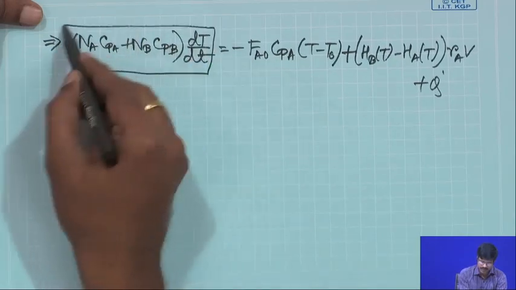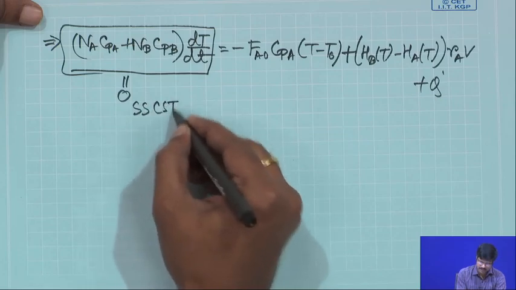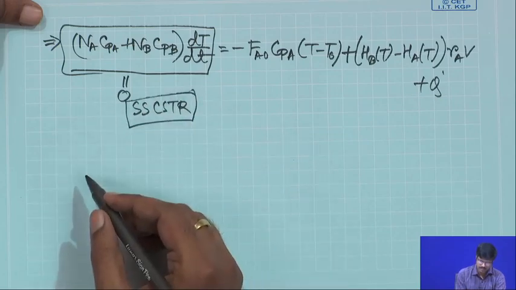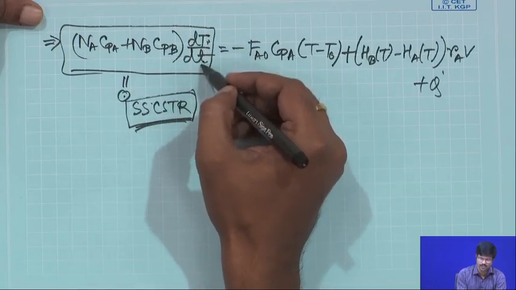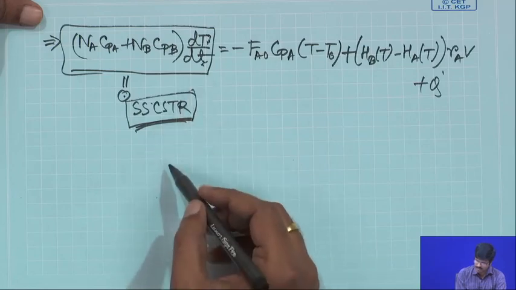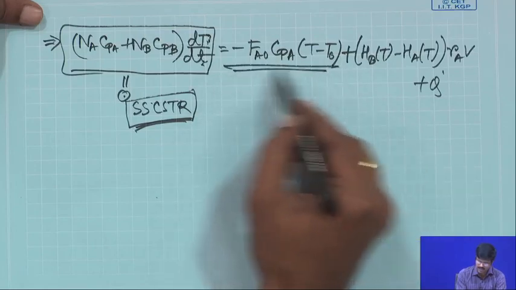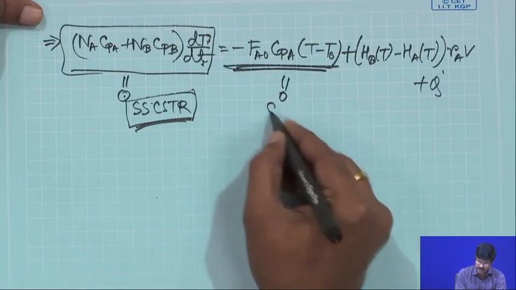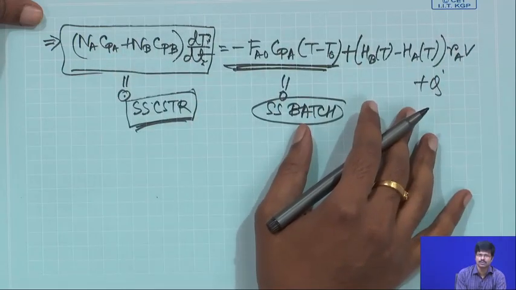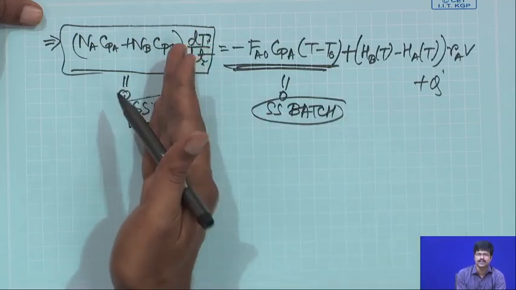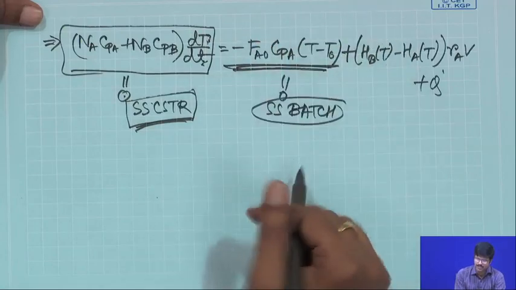Now, this particular term here will become 0 for a steady state CSTR. There is no temperature change with respect to time, that becomes 0. And for a steady state batch reactor, you know this term will be 0 because there is no flow rate in. So, this is the overall energy balance expression without considering steady state. If you are considering a steady state CSTR, then this term becomes 0, and if you are considering a steady state batch reactor, then this term becomes 0.